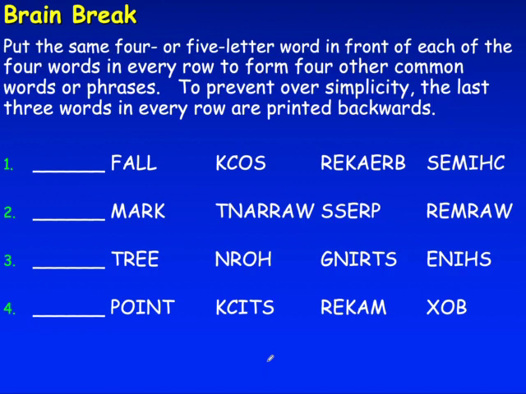We've got a brain break. Put the same 4 or 5 letter word in front of each of the 4 words in every row to form 4 other common words or phrases. To prevent oversimplicity, the last 3 words in each row are printed backwards. Oh, no! So something blank fall, and then this one right here, sock. And this one, breaker. Oh, I've got it. And this one is, I can't even, chimes. Oh, chimes. Okay. Yeah, I got the first one.